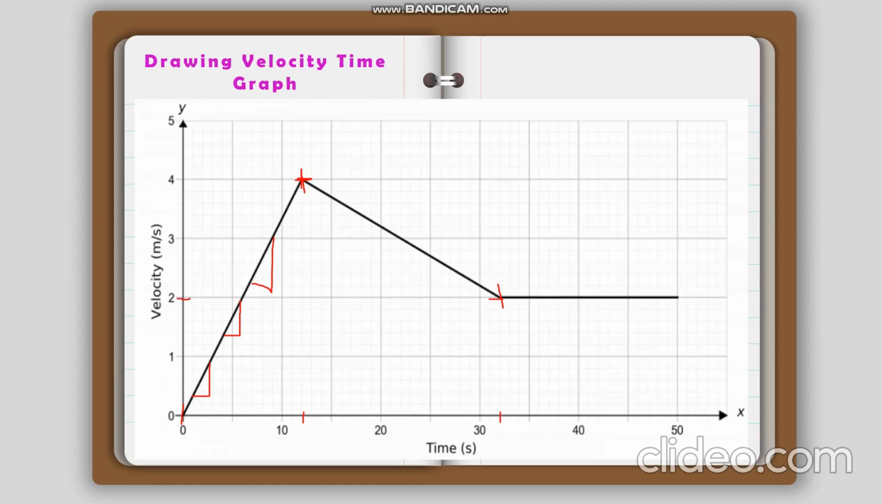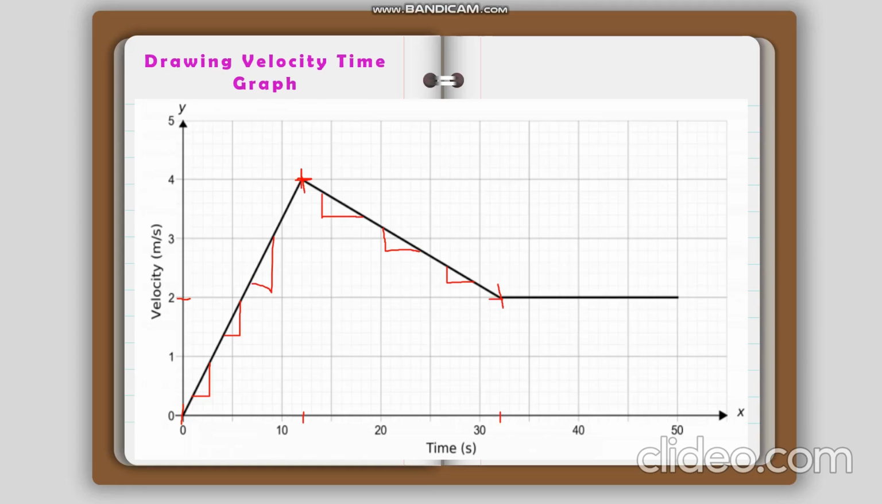Since there is a decrease in the velocity, it means that the object was decelerating. This can also be proved by the fact that if you calculate the gradient at any point of the segment, you will get the same gradient, and the gradient in this case is negative, and a negative gradient on a velocity time graph shows that the object is decelerating.